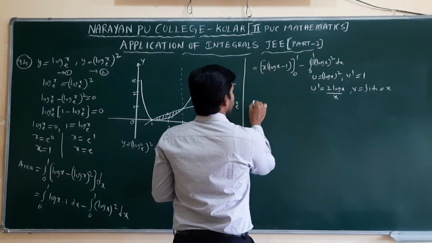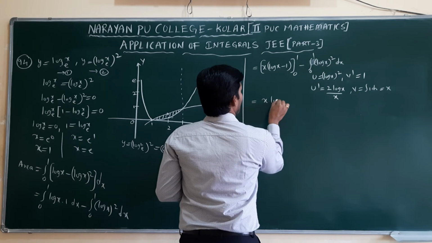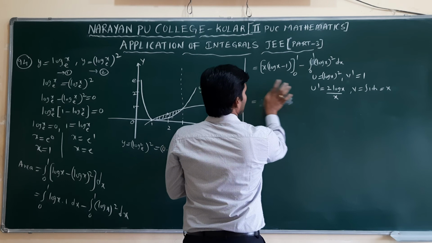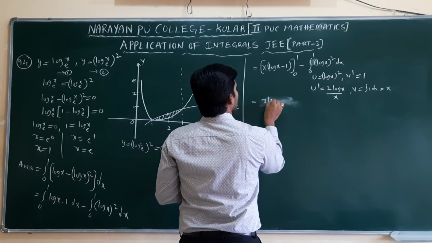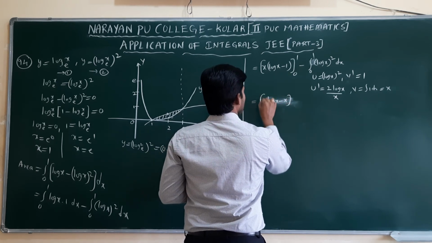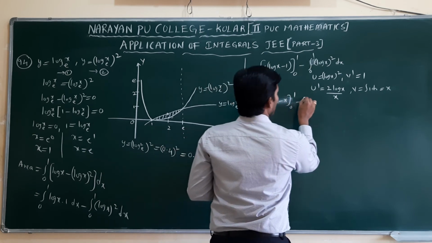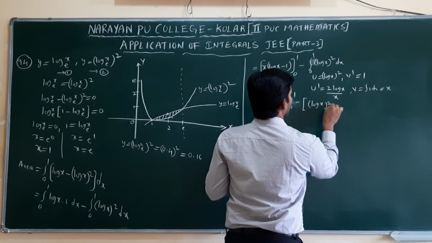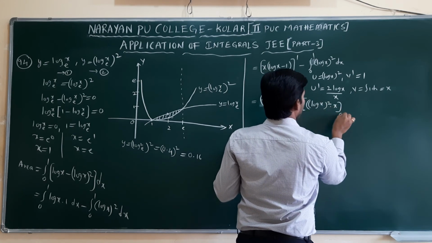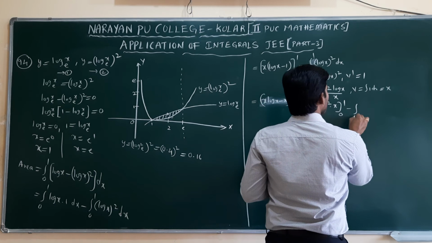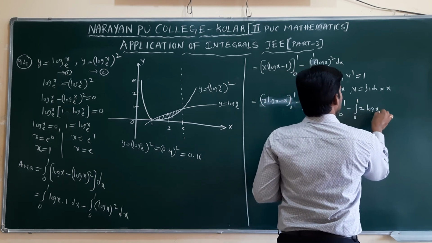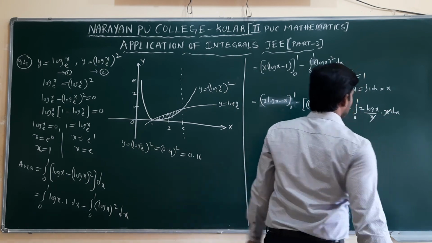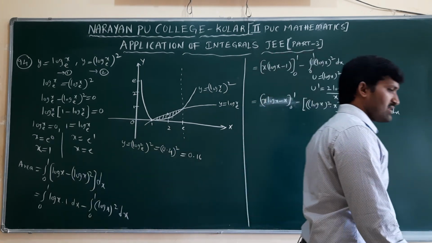Now from this term, x log x minus 1, or if you multiply x inside, what will you get? x log x minus x from 0 to 1. Here the uv formula: u is log x whole square into v is x. For this we need to apply limits first, 0 to 1. Integral 0 to 1, 2 log x by x into x dx. Here x gets cancelled.